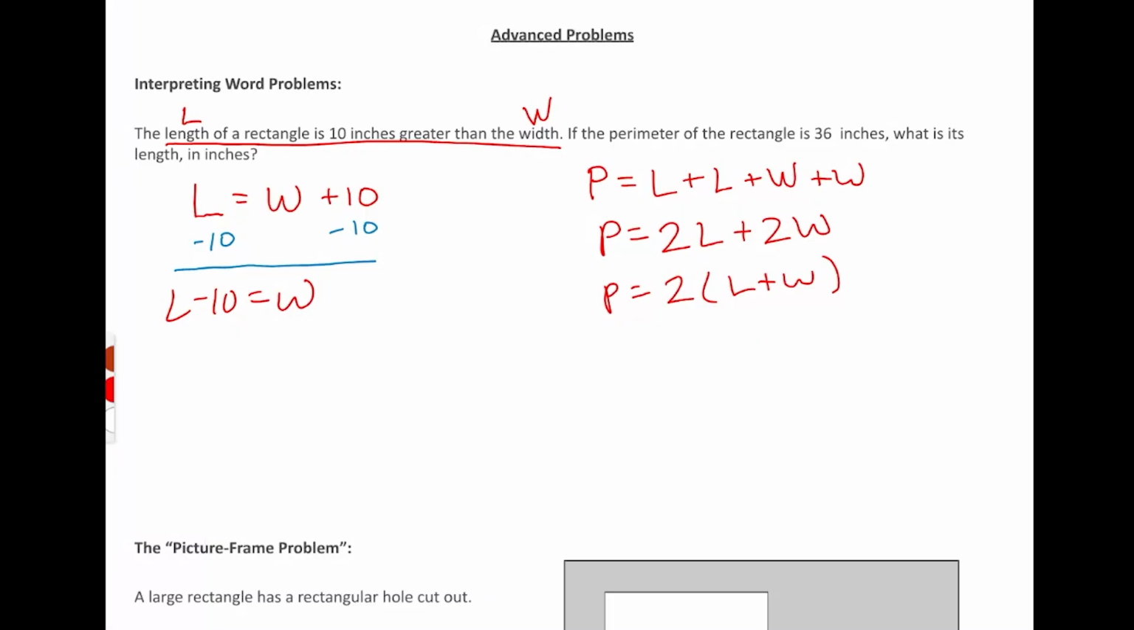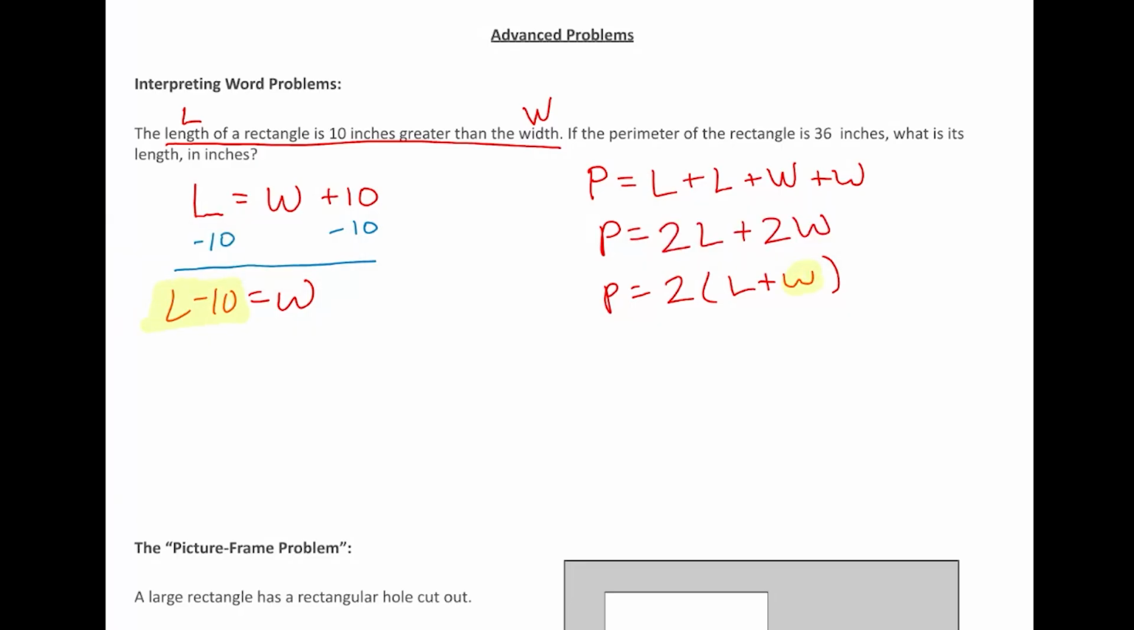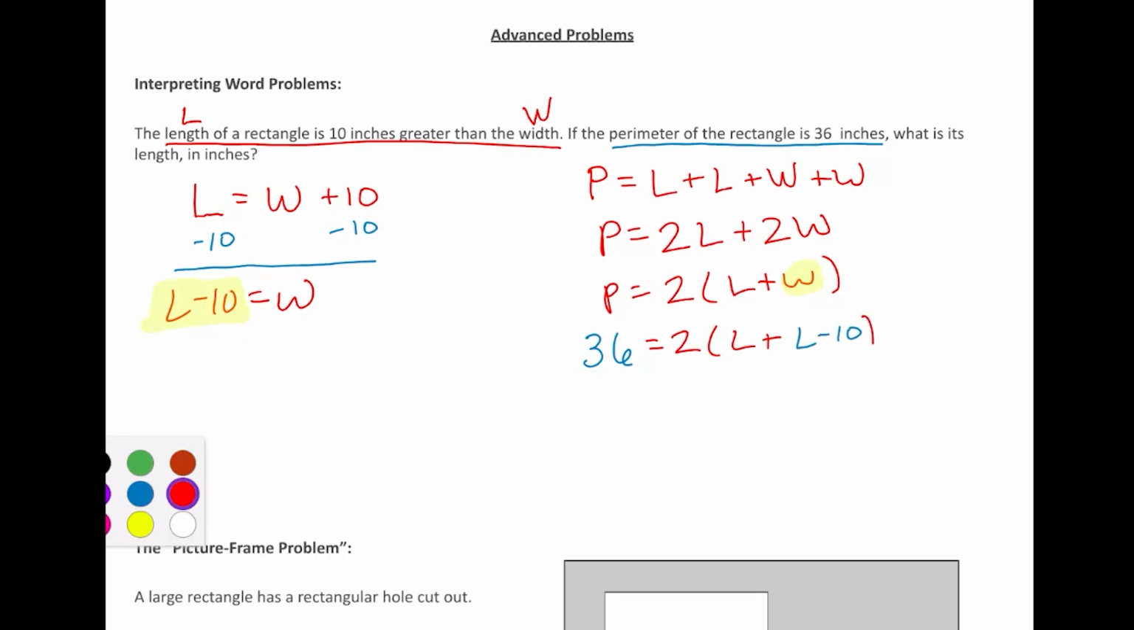So I'm going to take that expression and substitute that in for the width. Basically, instead of writing W there, I'm going to write L minus 10. The perimeter of the rectangle is 36 inches, so I'm also going to make that substitution and replace that P with 36. And I'll just go with this last version of the equation, but you can pick any one of those. So 36 equals 2 times L plus L minus 10. And I'm writing those things in blue just to show you what's changing from the previous step.